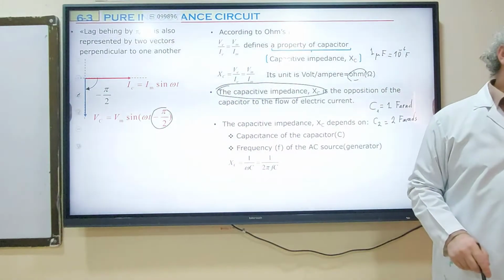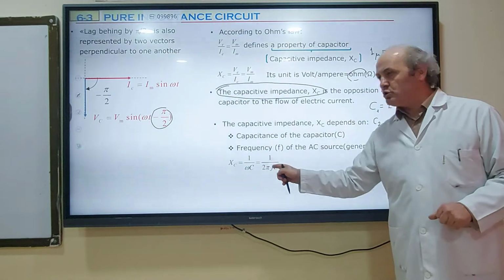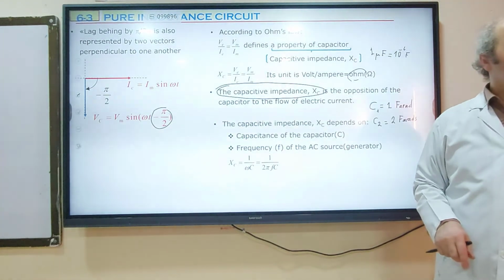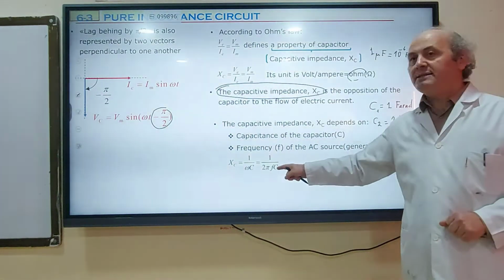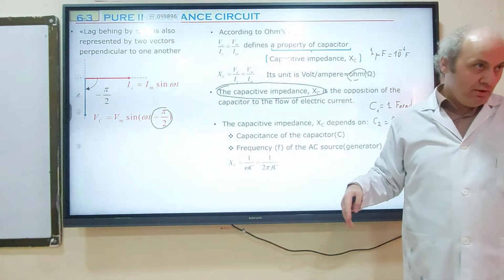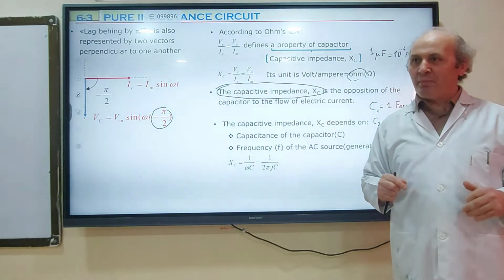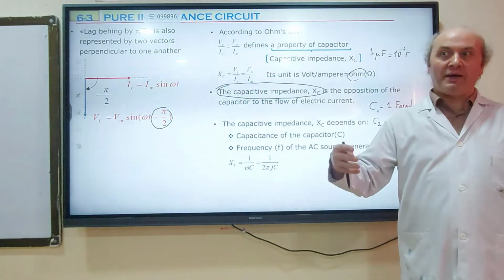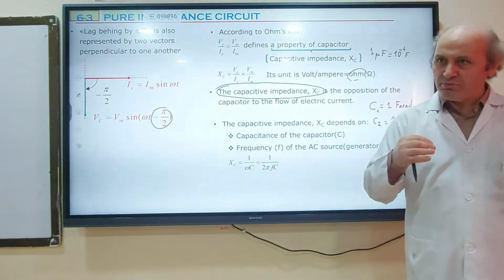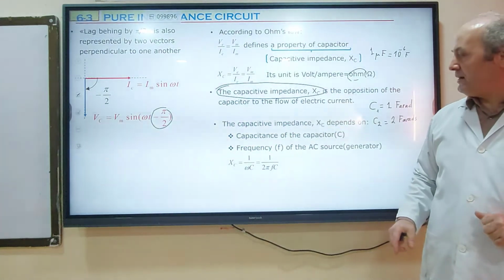Remember XL? It was omega L. But this is 1 over omega C. You know what omega is, 2 pi f. So 1 over 2 pi f C is the equation for calculating the capacitive impedance of a capacitor. It's inversely proportional to both of them. As C increases, which means a very large area, then more charge can flow. That's why less opposition. Also, greater f means you are not able to charge the capacitor completely full. If f gets bigger and bigger, there's still empty space. But if f is small, and the change is small, this time the capacitor is quickly charged. That's why opposition becomes great. So greater f, smaller XC, the opposition of the capacitor to the current.